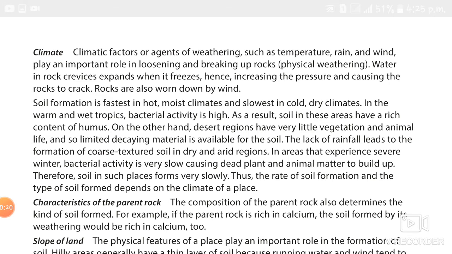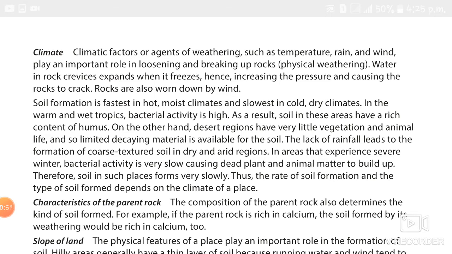So climatic factors like temperature, rain and wind play this role. Water also plays an important role. Temperature means that sometimes it may be sunny, sometimes rainy and sometimes cloudy. In the rain, sometimes it may be heavy rain. So it affects the soil formation.